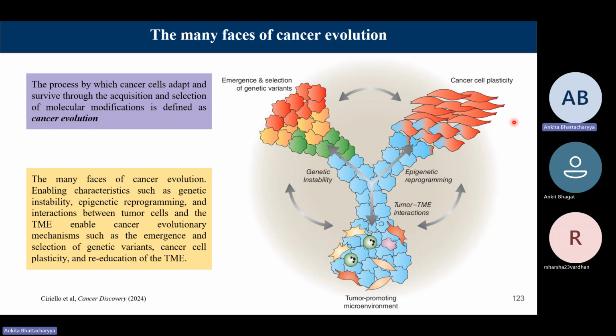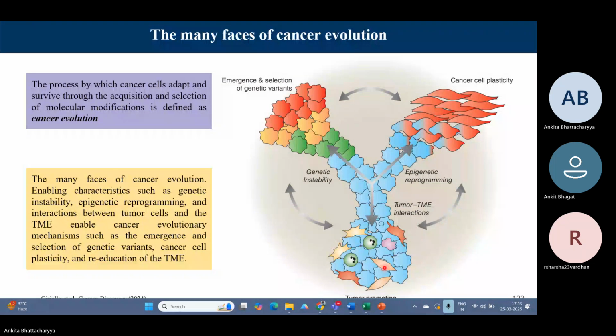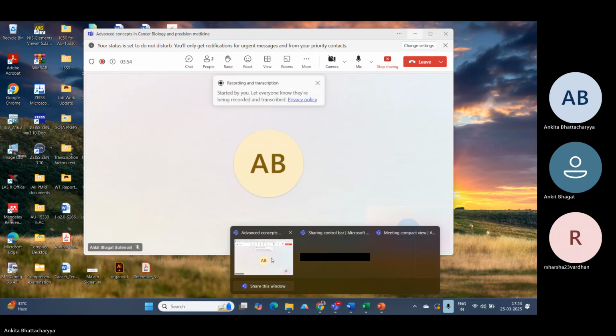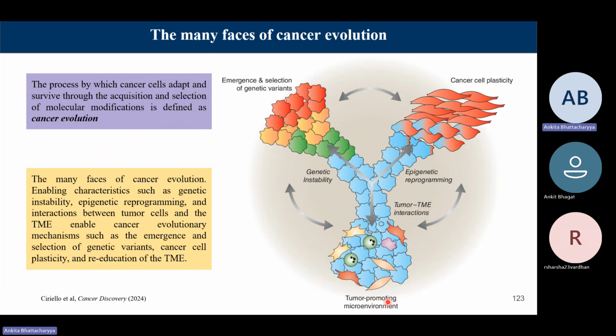You can see three different components. First of all, there is an emergence and selection of genetic variants. Then there's cancer cell plasticity, and third, the tumor promoting microenvironment.